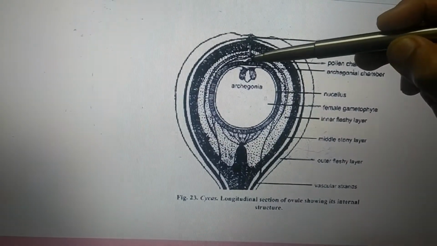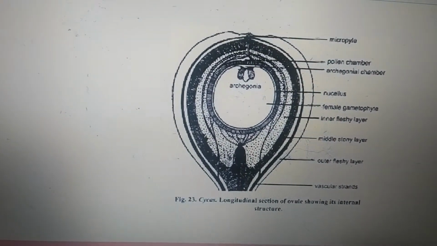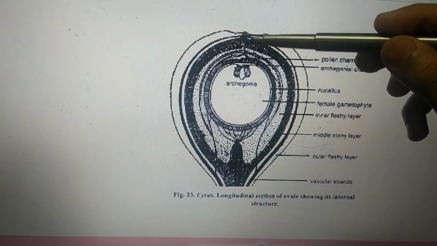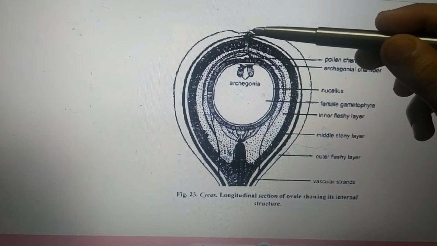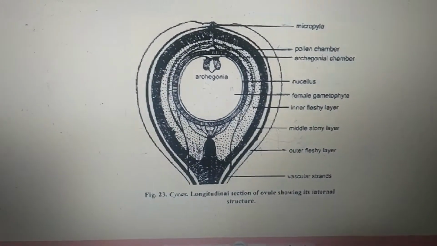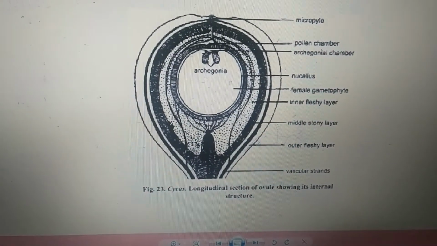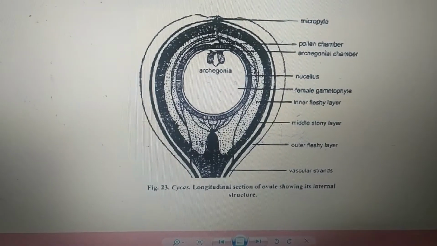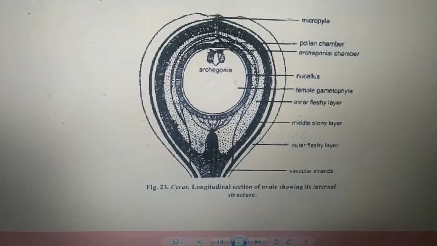Now the pollen grains have entered the pollen chamber, and there is no more entry for the other pollen grains. It is going to act as a seal at this opening end. So this is the role of a pollen drop: it is going to entangle the pollen grains and also seal the micropyle end so that there is no further entry for the pollen grains.